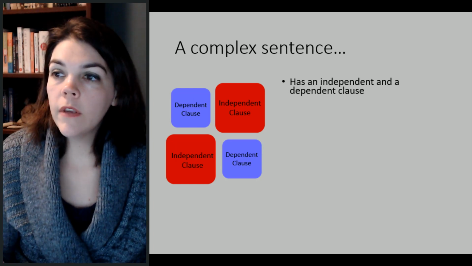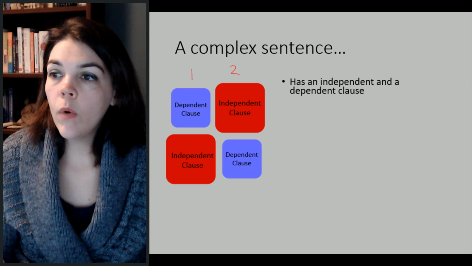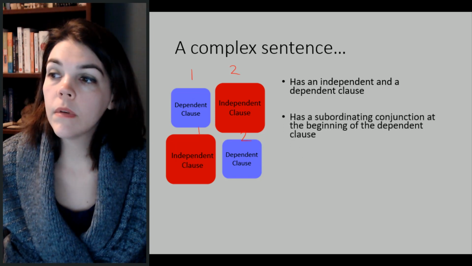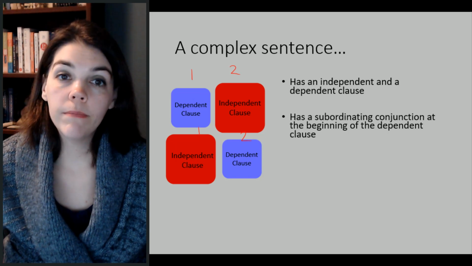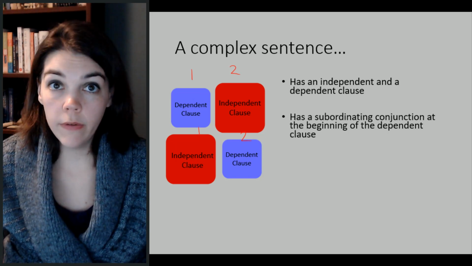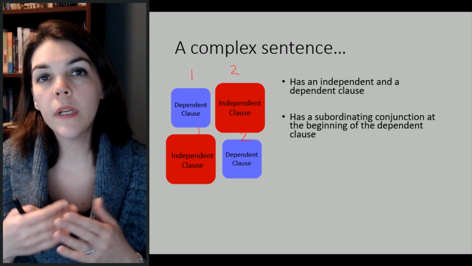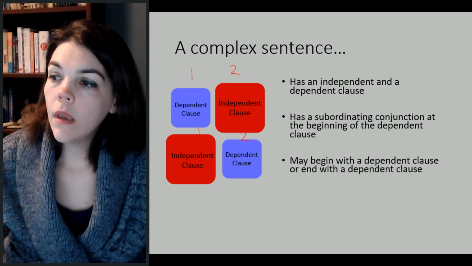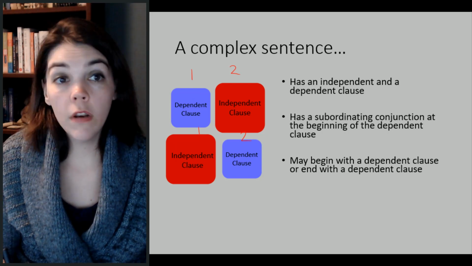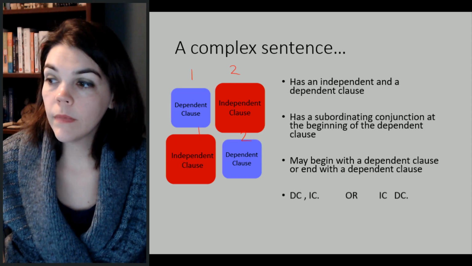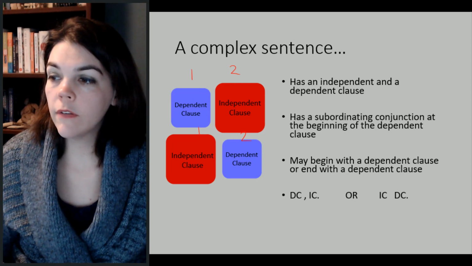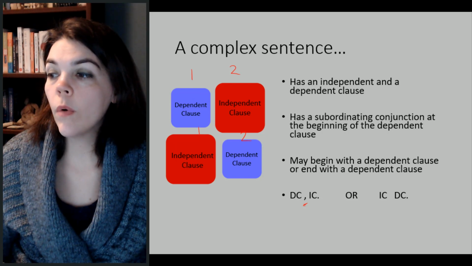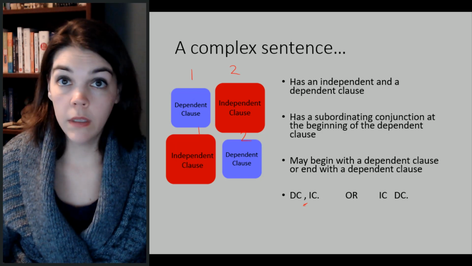Now the dependent clause can come before or it can come after. And there are different punctuation rules depending on where it comes. A complex sentence has a subordinating conjunction at the beginning of the dependent clause. It doesn't have to come at the beginning of the sentence, but it has to come at the beginning of a dependent clause, and we'll talk about that. Like I said before, the dependent clause can come first or it can come second. And my short notation for that is dependent clause, comma, independent clause, or independent clause, no comma, dependent clause.